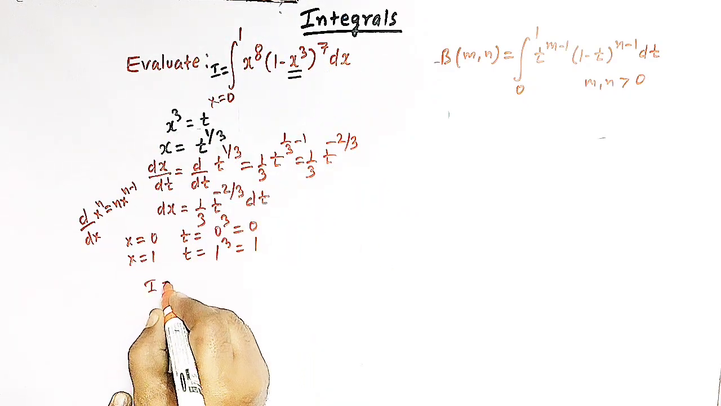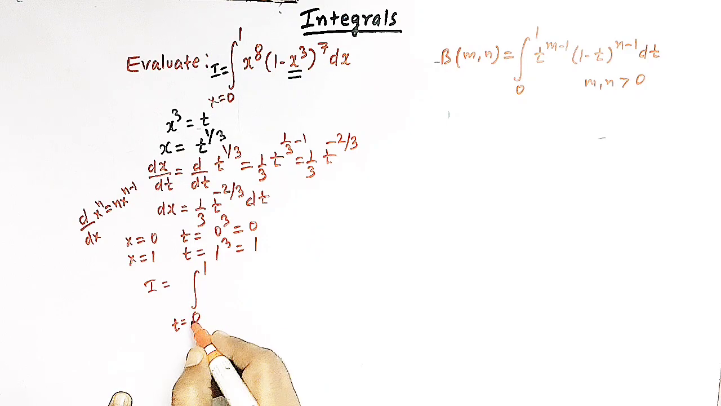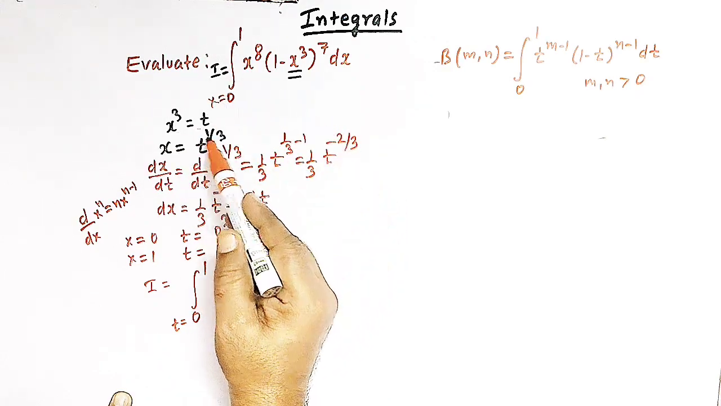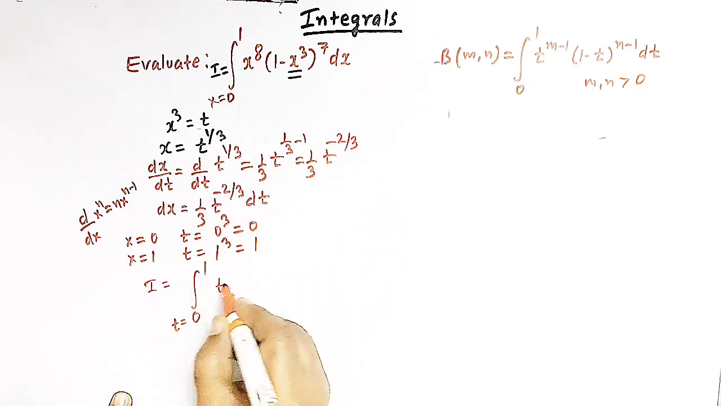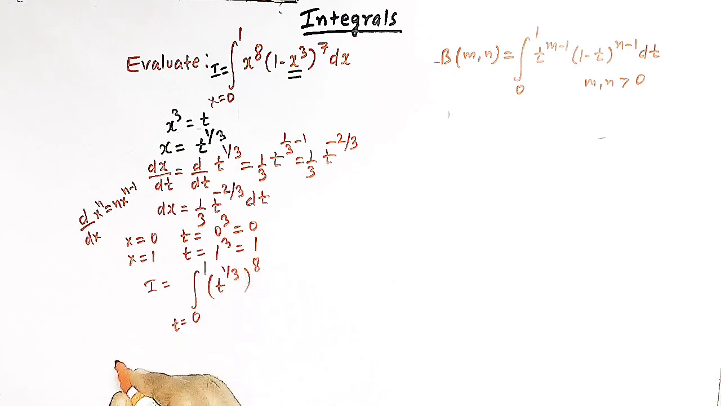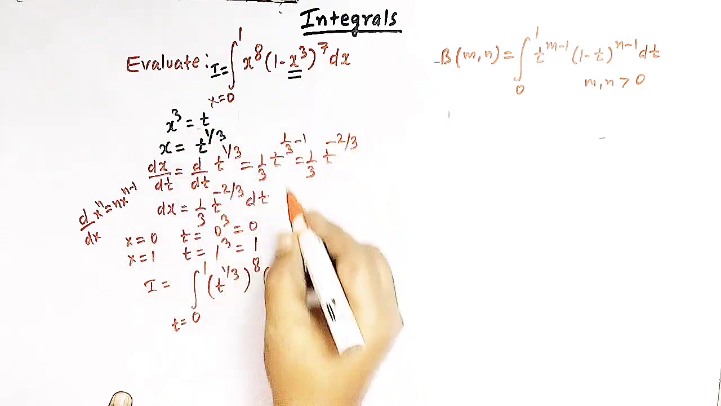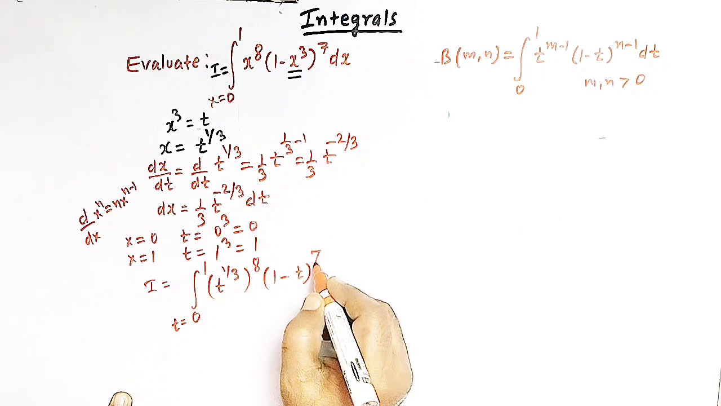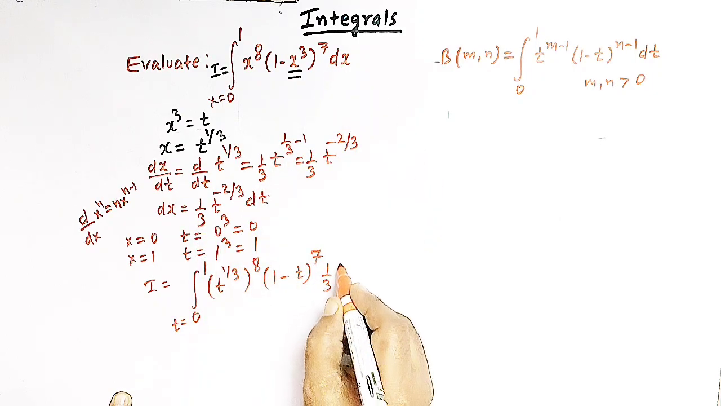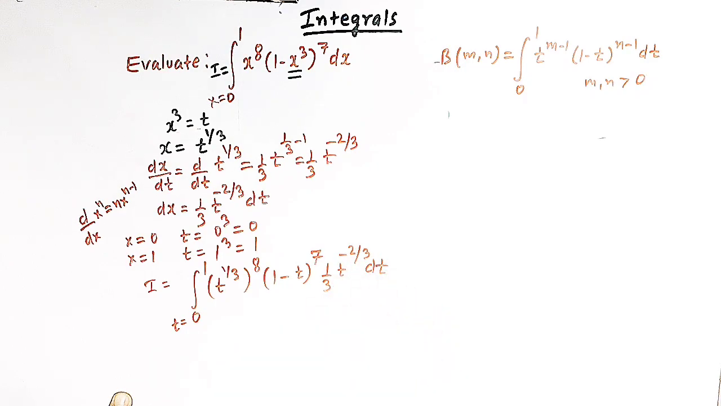So we can now write I is equal to integral from 0 to 1. Here we have t is equal to 0, here we have t is equal to 1. And x can be replaced by t raised to 1 by 3. So we have t raised to 1 by 3, and here the exponent is 8. Then we have (1 minus t) because x cube is t, and then we have the exponent 7, and dx is given by 1 over 3 t raised to minus 2 by 3 and dt, right?